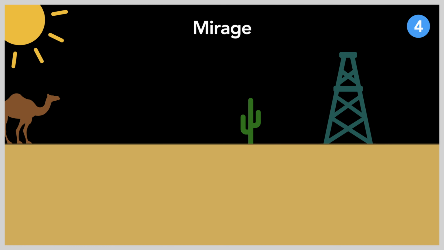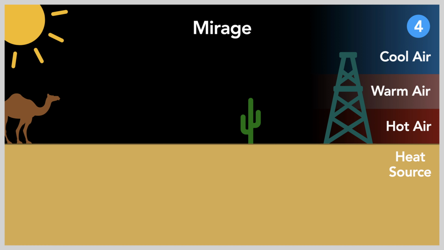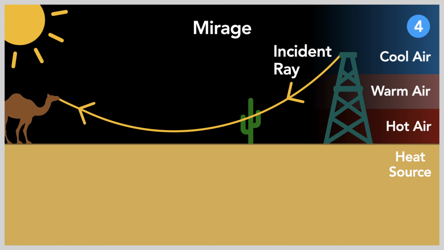Another example of real-world refraction are mirages, occurring on deserts and hot tarmac. Desert air is hot nearer to the ground and cooler higher up, because the surface absorbs heat and heats the air above it. The interesting thing is that an incident ray originating from the tower would be curved, as shown here. So how do we get here?